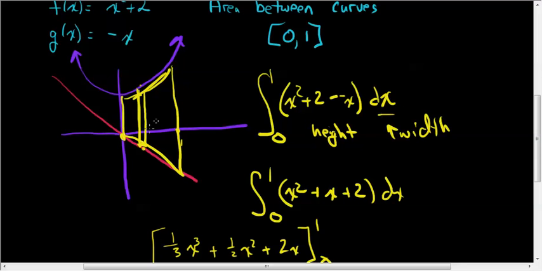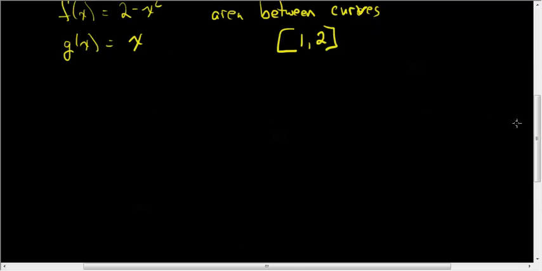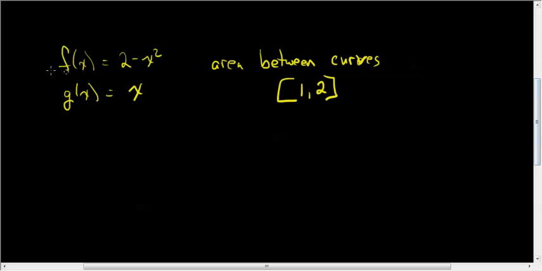Now see, the key to these is going to be graphing them. The key is being able to graph them to know which one's above the other. All right, let's look at this example. There's an example in your textbook which I did not put together. I did the second one. But it takes these two functions, f of x equals 2 minus x squared and g of x equals x. So let's see if we can graph these.